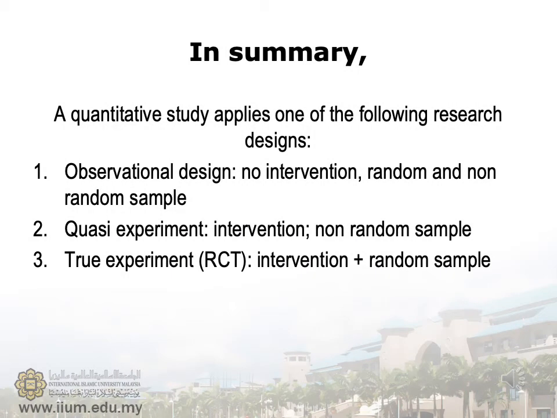In summary, a quantitative study uses one of the following research designs. 1. Observational design, without any intervention, may use random or non-random samples. 2. Quasi-experiment, there is an intervention, using a non-random sample. 3. True experiment, the randomized controlled treatment, using intervention and a random sample.